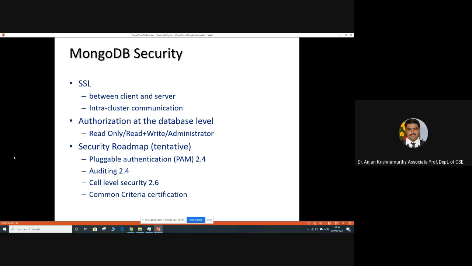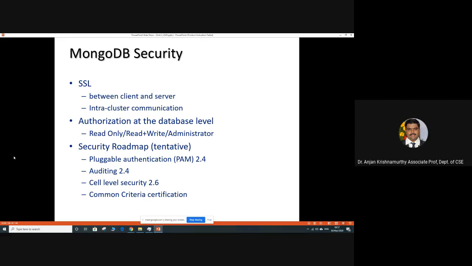Some of you may ask me, sir, RDBMS had a lot of security features. It had SSL, open authentication systems, a lot of authentication parameters, and security like SSH. Now, MongoDB also comes with a bundle of security features, right? For example, the client and server are interlinked using SSL, secure socket layer. So the intra-cluster communication is completely through SSL. The authorization at the database level is read-only, read plus write, or administrator level.